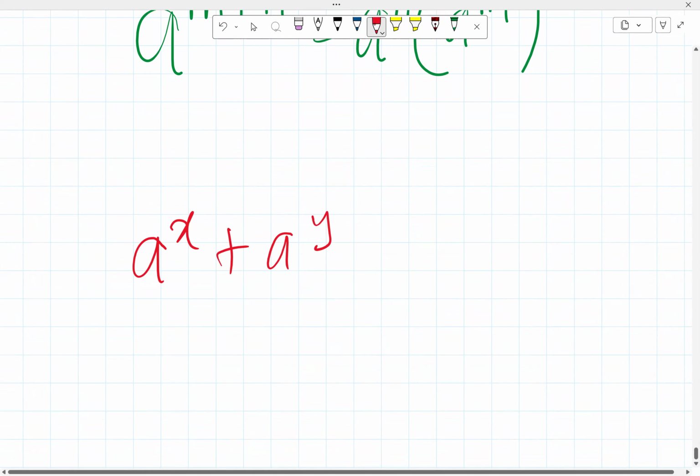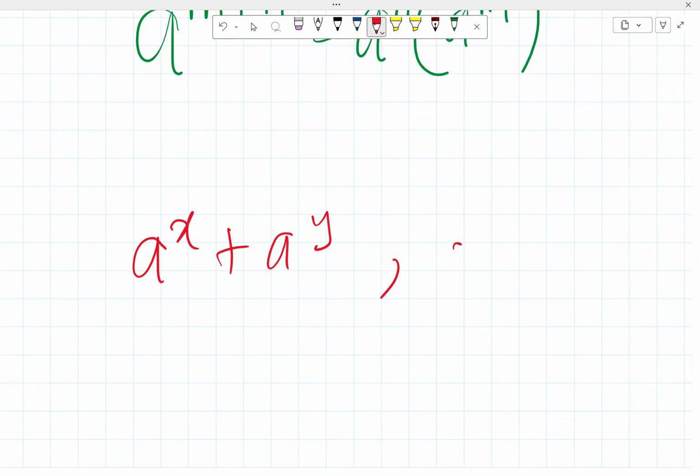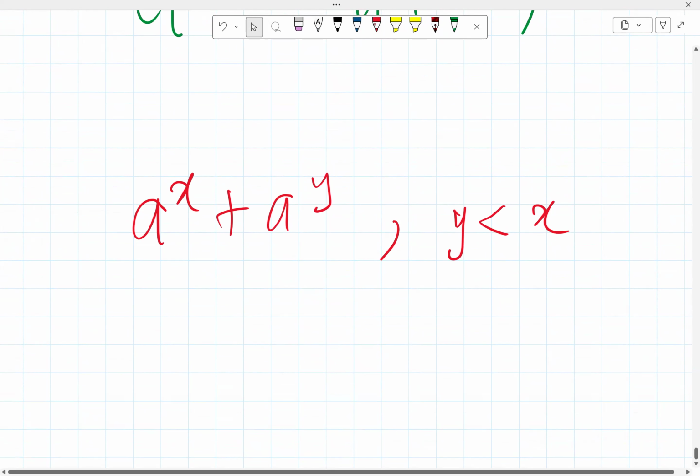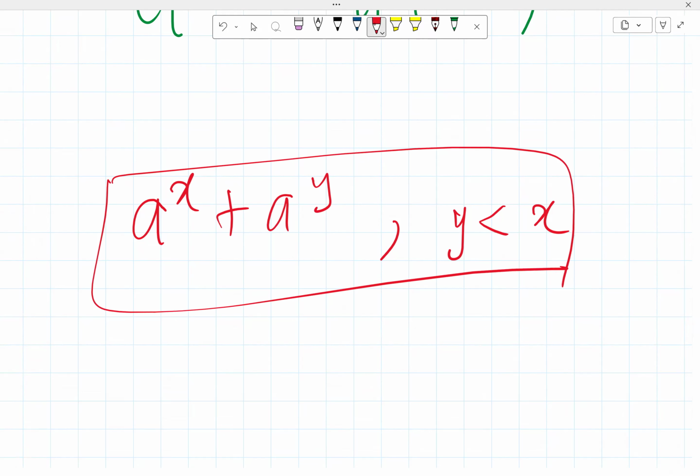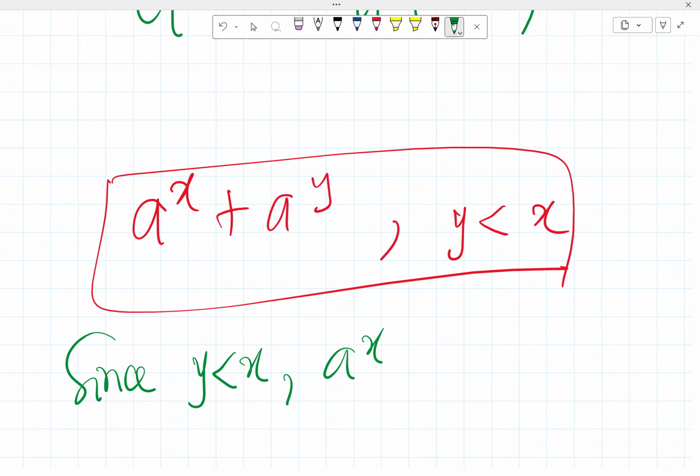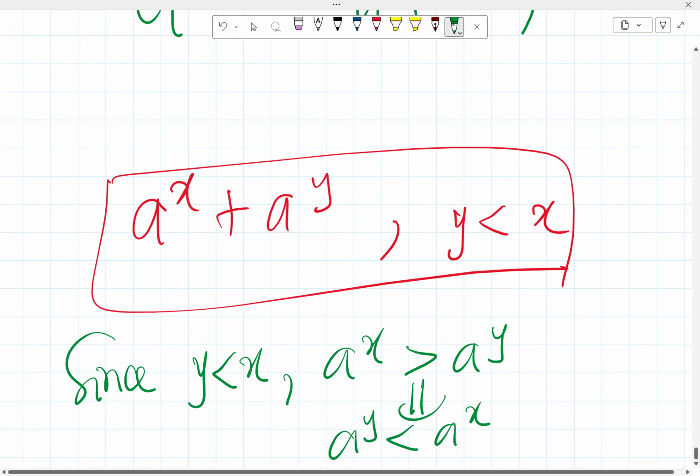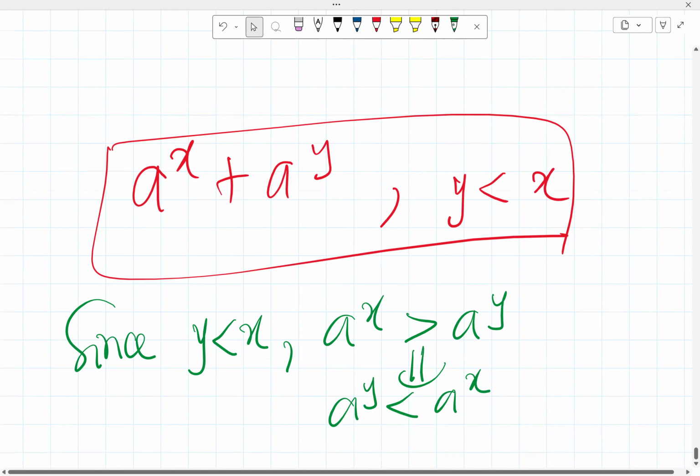Of course, what we are simply saying is that you have a raised power x plus a raised power y, and x is greater than y, meaning that y is less than x. That's the question you have. You want to factorize, right? So since y is less than x, it means that a raised power x is greater than a raised power y. That's the same thing as saying a raised power y is less than a raised power x. We're going to see that comparison thing very soon.